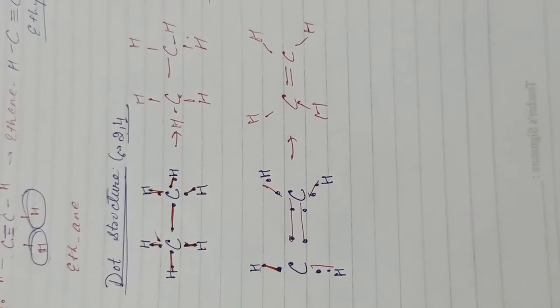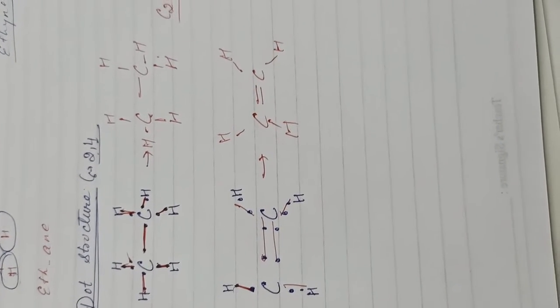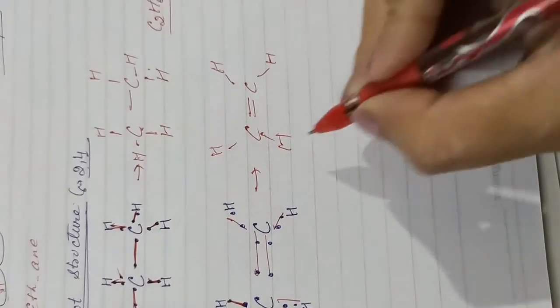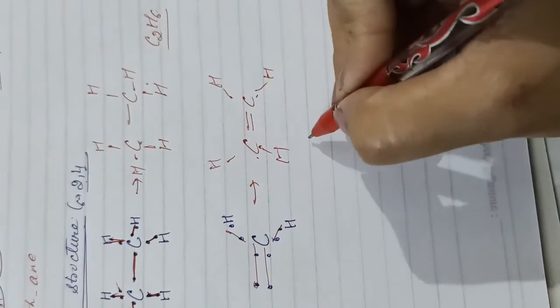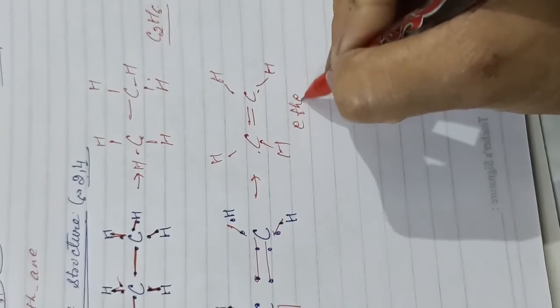Understood? What are we saying for this one? A double bond is there, two carbons are there, it means it is ethene. What is it? Ethene. Now you understood the dot structure.